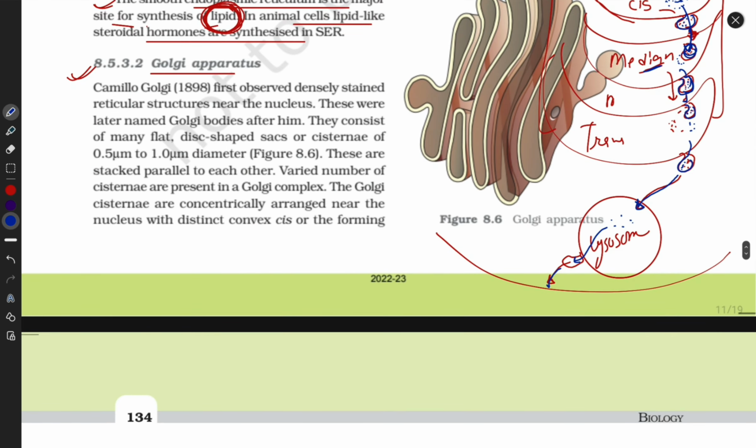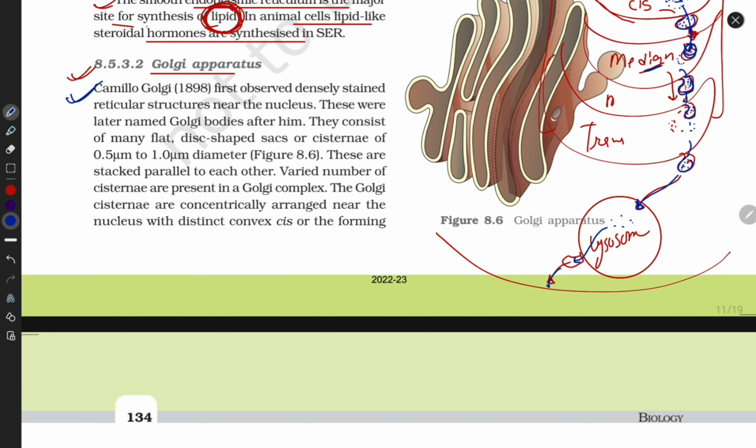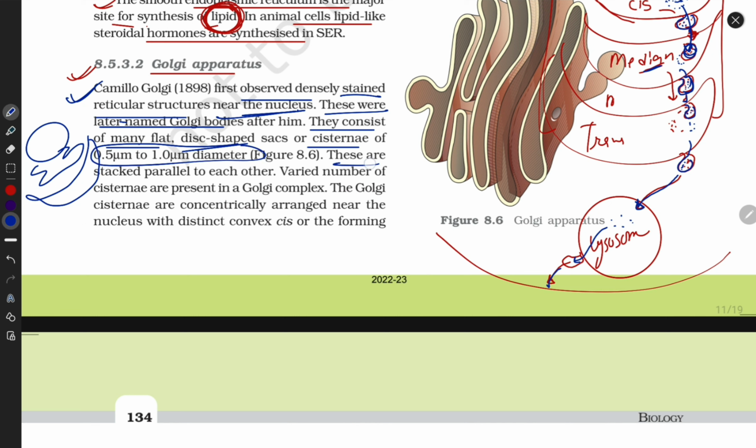So, who discovered the Golgi body? Camillo Golgi observed a densely stained reticular structure near the nucleus. This is the nucleus. Here is the ER and here is the Golgi. These were later named Golgi bodies after him. They consist of many flat disc-shaped cisternae. Look at the size here. These are stacked parallel to each other. Yes, guys, parallel to each other. A varied number of cisternae are present in the Golgi complex.